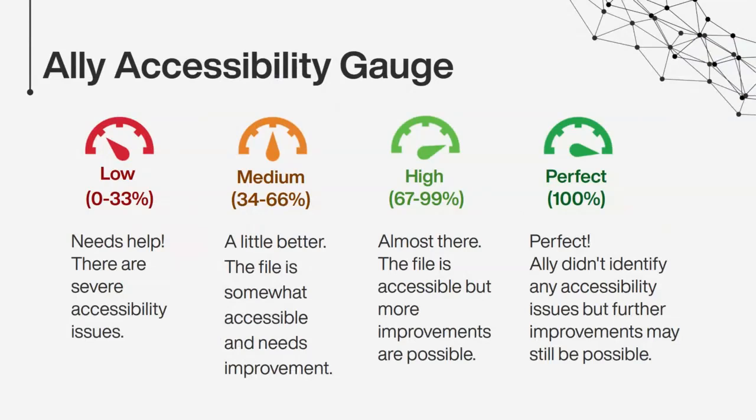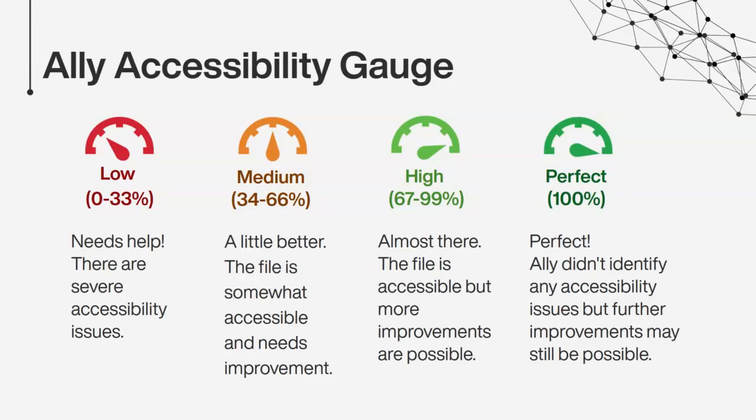If you got a low one, it says severe. So usually what these accessibility issues are, there's a lot of images without alt text, or you have just made the text bigger for the title instead of designating it as a title. All those things will bring it down.